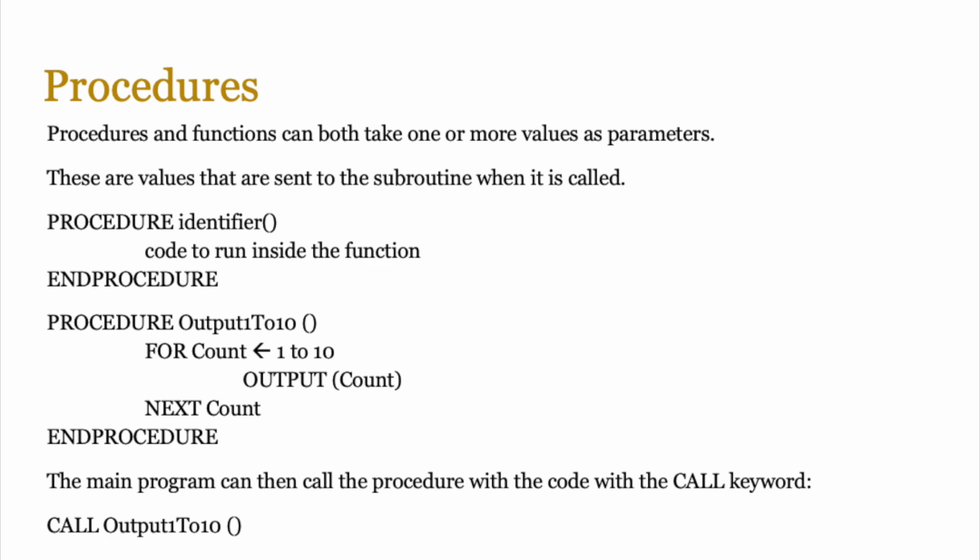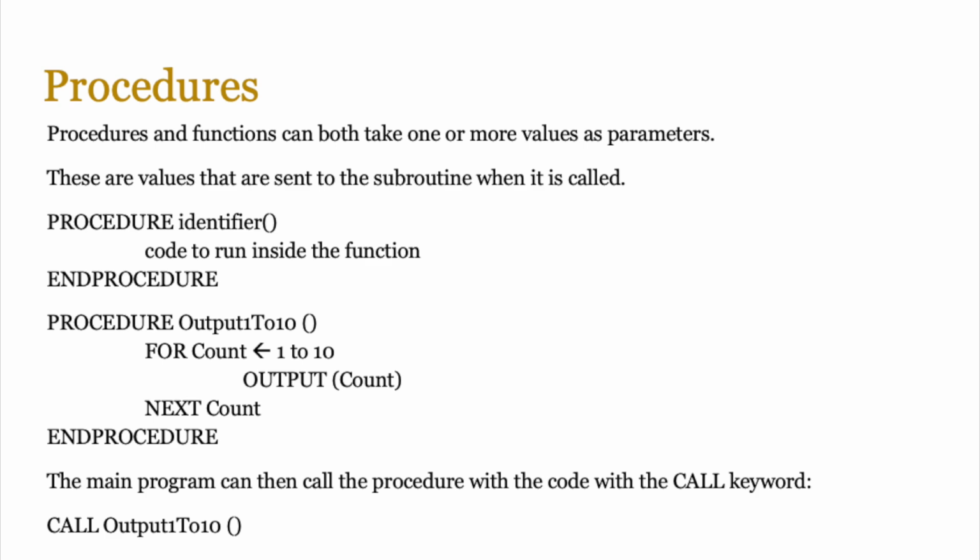Procedure output 1 to 10. In this case, there are no parameters entered. Why? Because the brackets to this procedure are empty. So the header statement procedure output 1 to 10 has no parameters in the brackets. If you wanted to put parameters, you'd probably add them there. We'll look at that later.